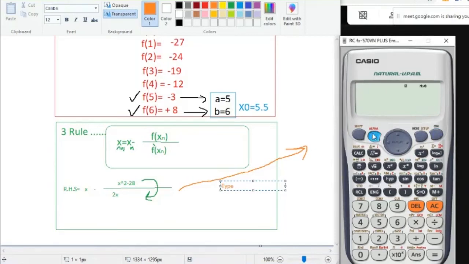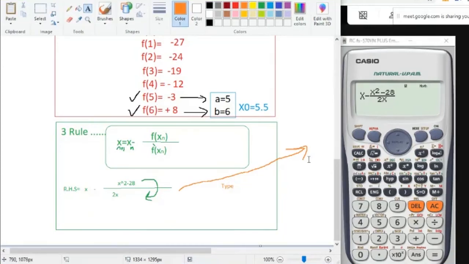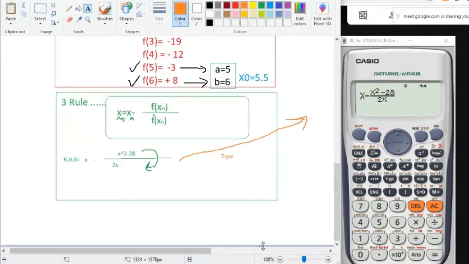Then I will write here x minus fraction. What should I write? Up and down. x squared minus 28, and down I will write only 2x. This, it will be this. Then what should I do? Do you remember what I should do? Calculate, yes. I will calculate x naught and all the iterations, you're right. Then I will come here and I will write all of them here.